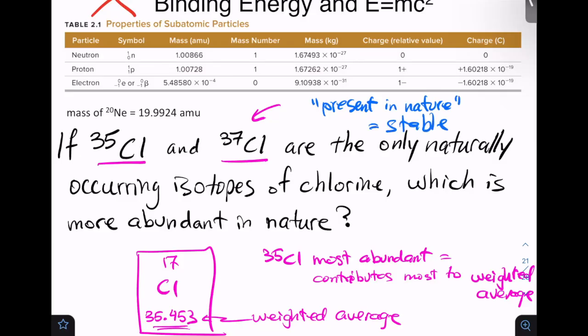These are stable isotopes. If they were unstable, that is, if they're radioactive, then you wouldn't find them in nature because they decay. They're not there anymore. But again, we're not going to talk about nuclear chemistry.